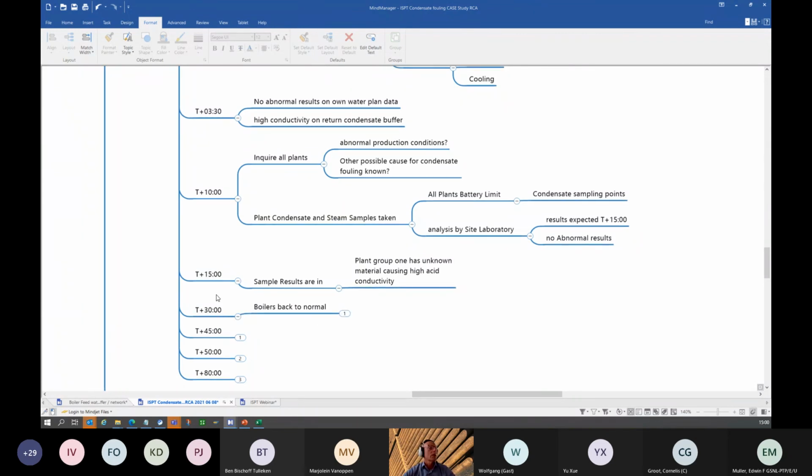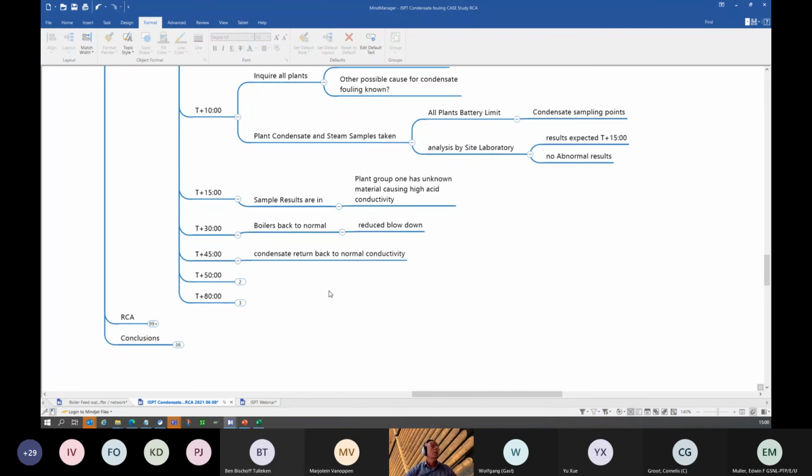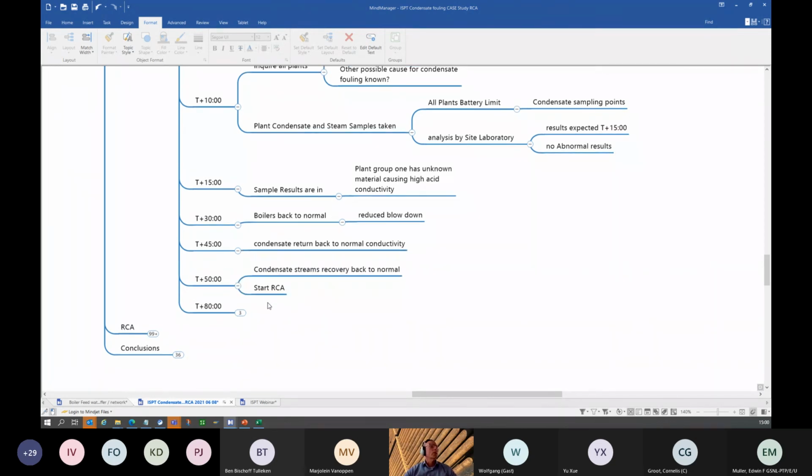After 30 hours, the condensate system was clean again. The plant had stopped those actions that they thought could cause the problem, and we could reduce blowdown. So that means that we've had almost 30 hours of high energy and high chemical. That's quite a lot of money going down the drain. At T+45, we knew we could start our condensate system back up, and it was decided, almost after the weekend, to start an RCA.